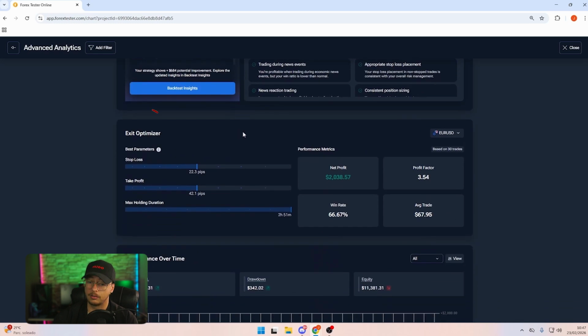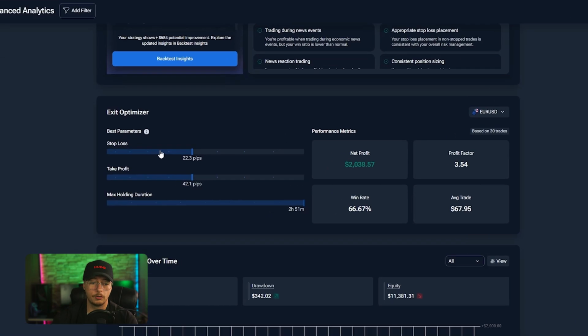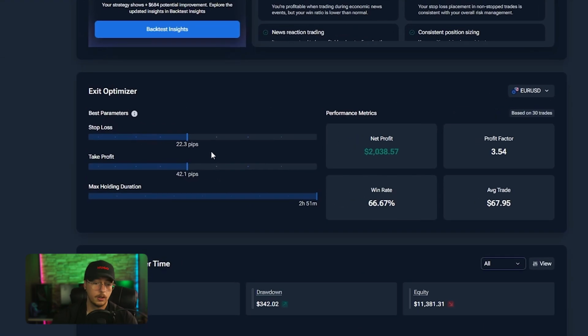So I came down to the exit optimizer, and the exit optimizer is a really good tool, especially to find the best stop loss and take profit, because it runs thousands of backtests for you seeking this best combination of stop loss and take profit. And guess what? It found the best stop loss was 22 pips, so just 2 pips below this round number to avoid getting wicked out or getting stopped out by the spread. But the take profit, guess what? It takes it up to 42 pips, so it takes this to a risk reward of 1 to 2.